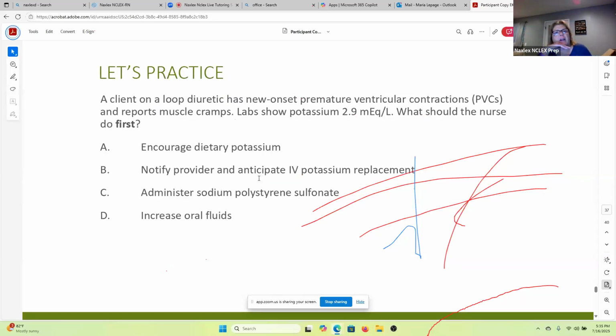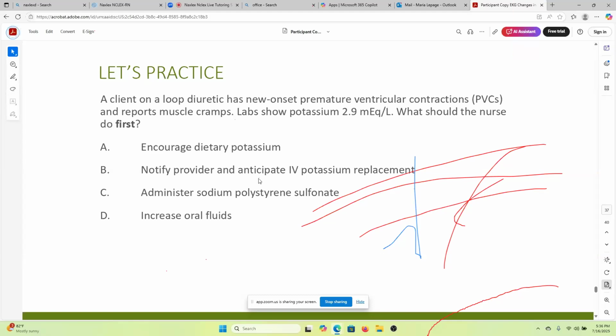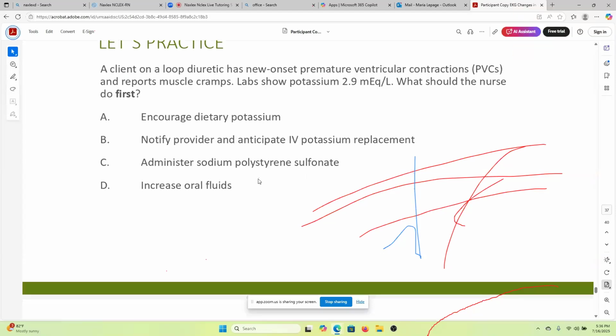A client on a loop diuretic has new onset premature ventricular contractions and reports muscle cramps. The lab shows a potassium of 2.9. So is that normal? No, it's low. Potassium is 3.5 to 5.0. 2.9 is low. What should the nurse do first? Notify the provider, anticipate IV potassium replacement. Absolutely, because that's pretty low. We need to get that up, right? Are we going to administer that loop diuretic? No, absolutely not. It'll lower the potassium.